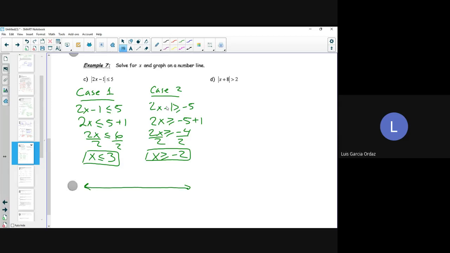Based off the fact that x has to be greater than or equal to negative 2, and x has to be less than or equal to positive 3. Close bracket at negative 2 and 3 and connecting. Okay. Negative 2, 0.